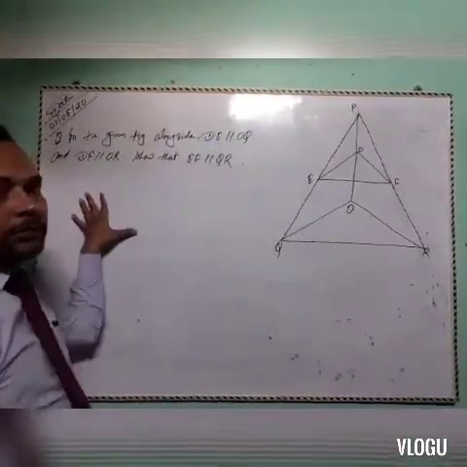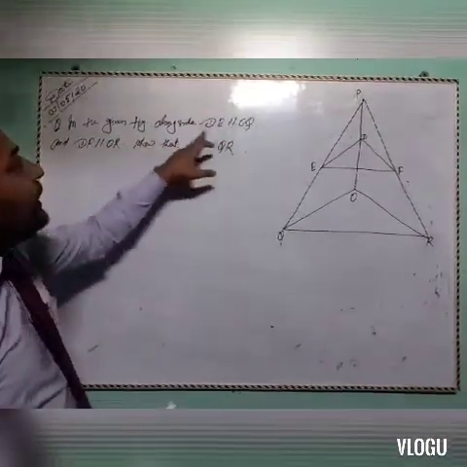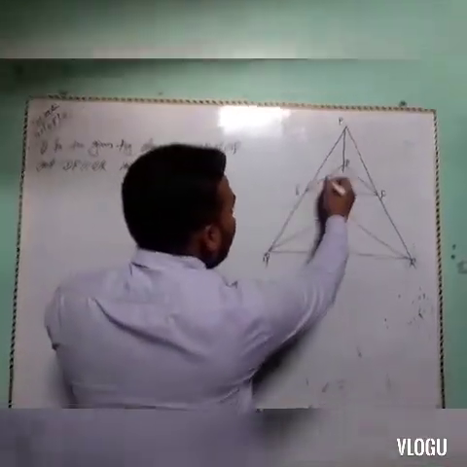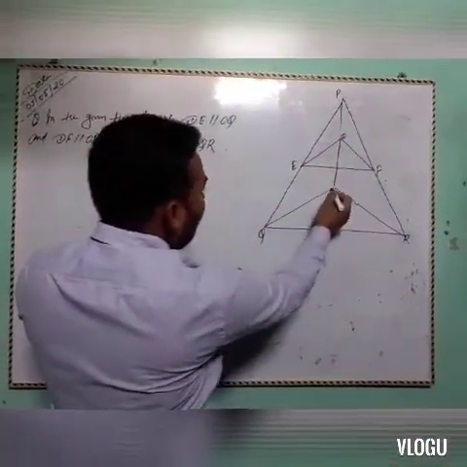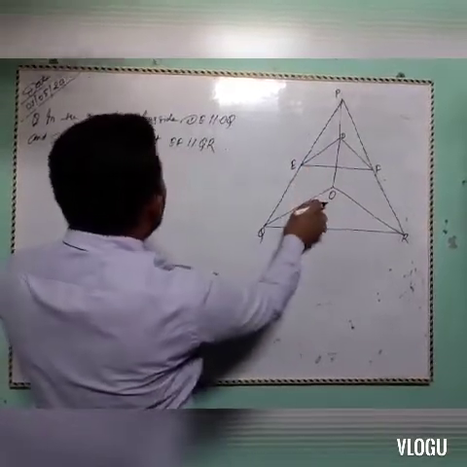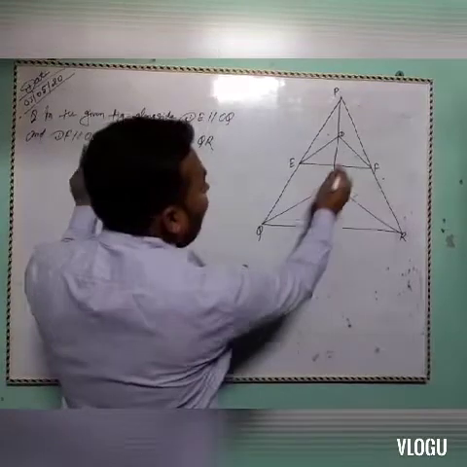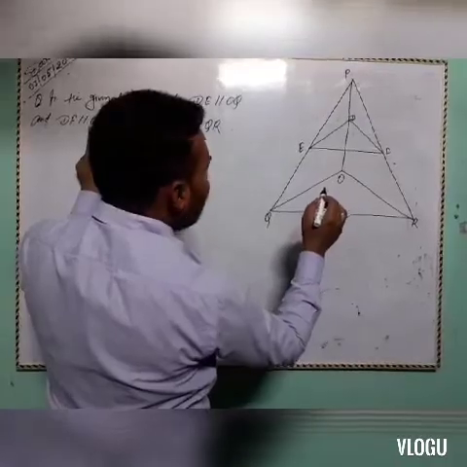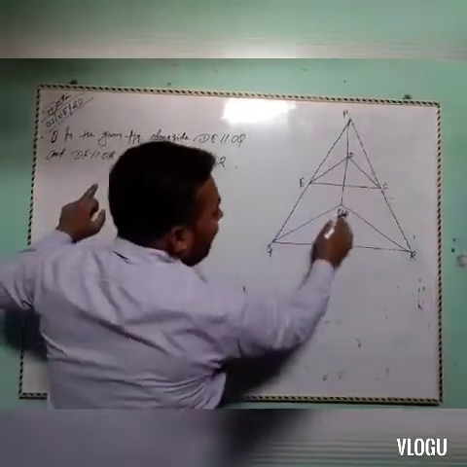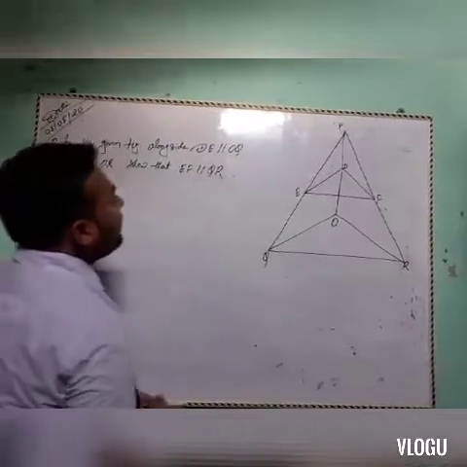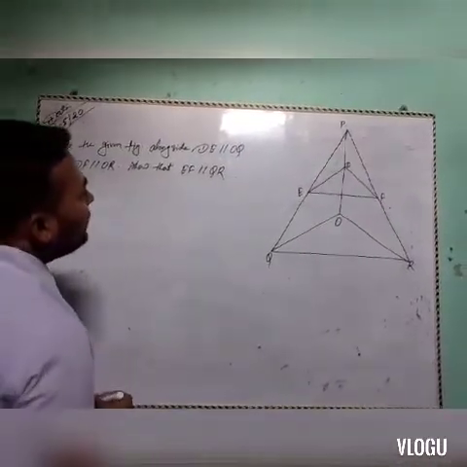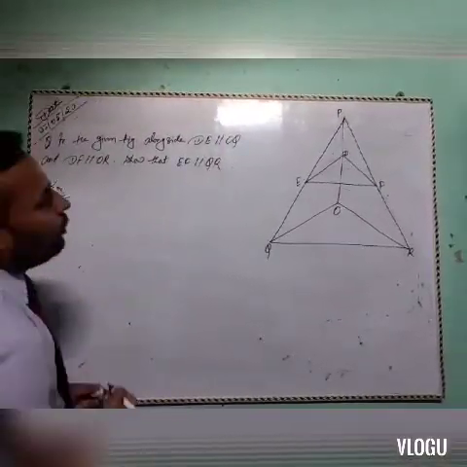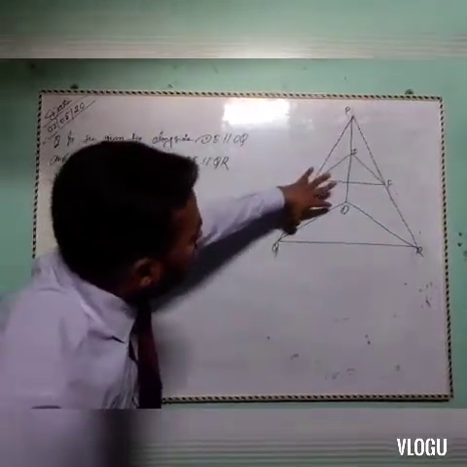And the second example: in the given figure, DE is parallel to OQ and DF is parallel to OR. So in the given figure, prove that EF is parallel to QR. So let's start the solution.